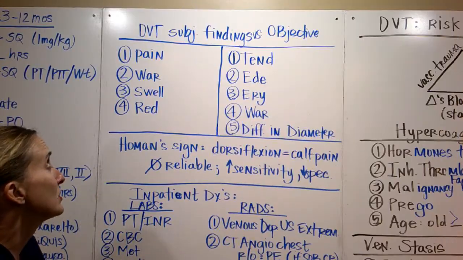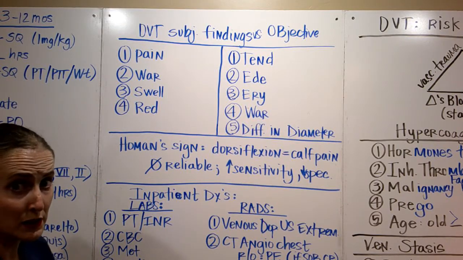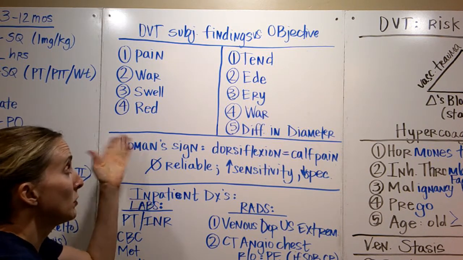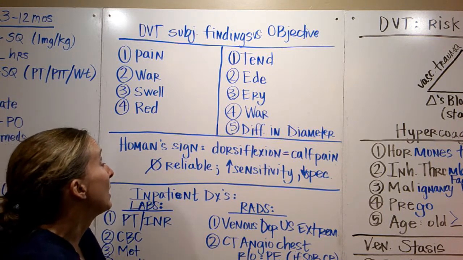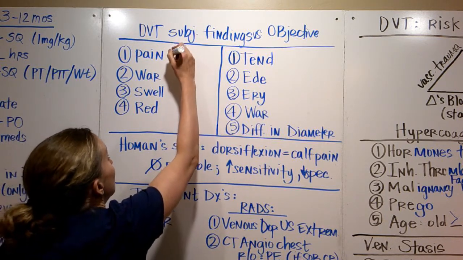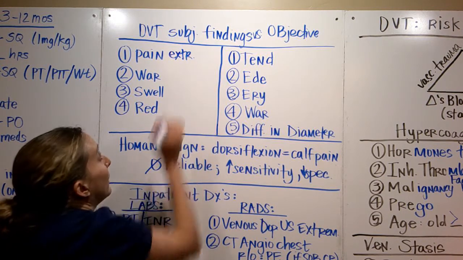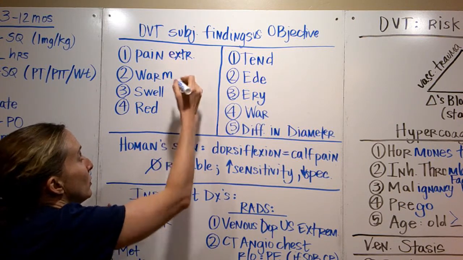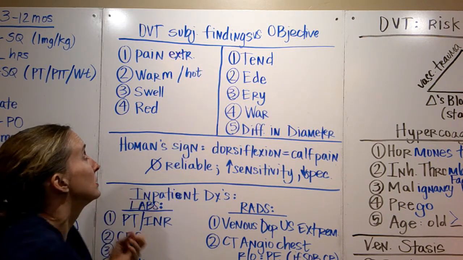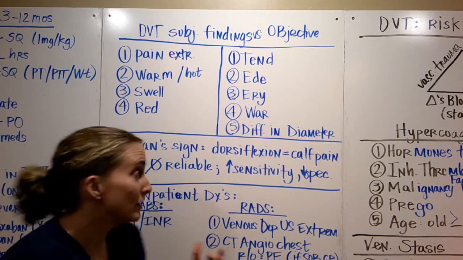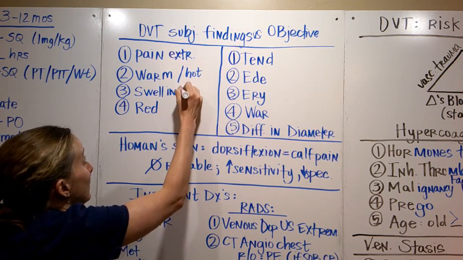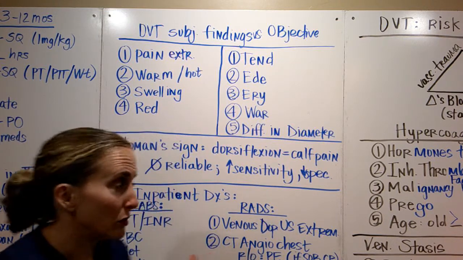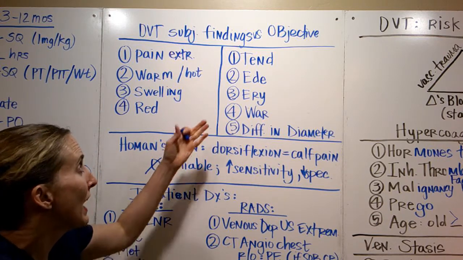Now, the next thing is, what are our signs and symptoms of a DVT? Okay, so usually people complain in our subjective findings column. What they complain of is pain in the extremity, right? They'll complain that it feels hot or warm, so it might feel warm or hot to the touch. They might complain of some swelling, okay, in that limb. And then it might also be red, some sort of color change, right? But usually red.